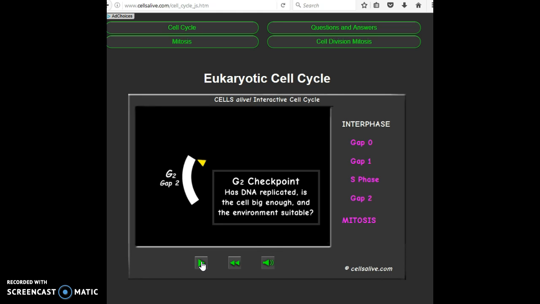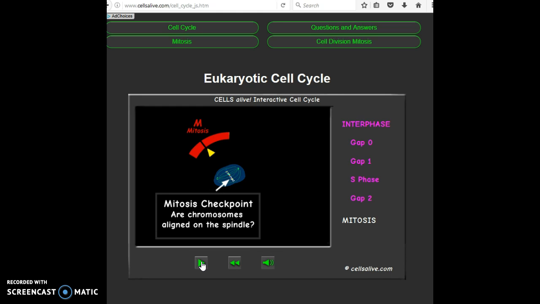Again, the concern is if your checkpoints are not functional, bad cells keep going through the cycle and they make another bad cell and another bad cell, and they never stop making bad cells. That's the issue of cancer. All right, let's go on a positive note. Everything's good. All the cells are functional. Here we go.